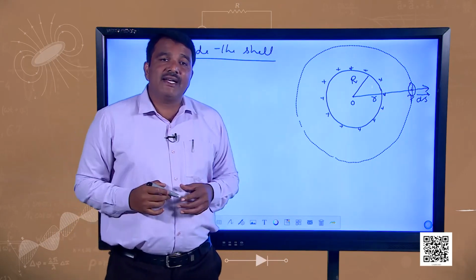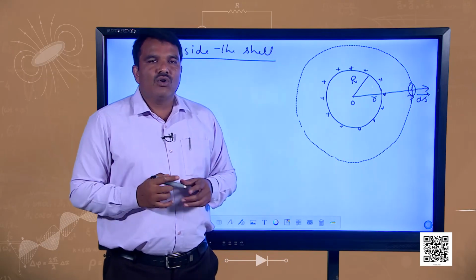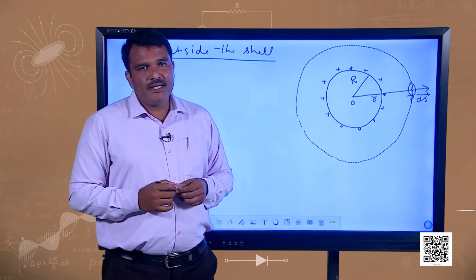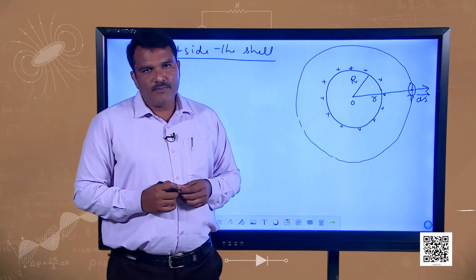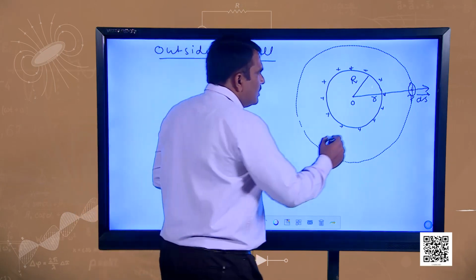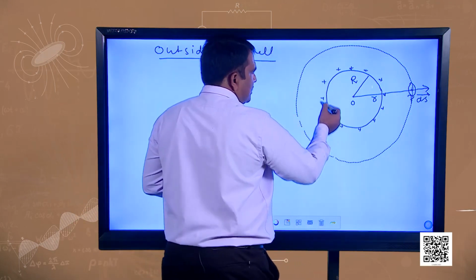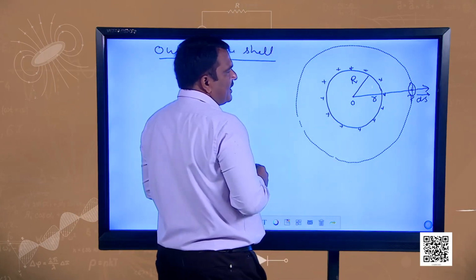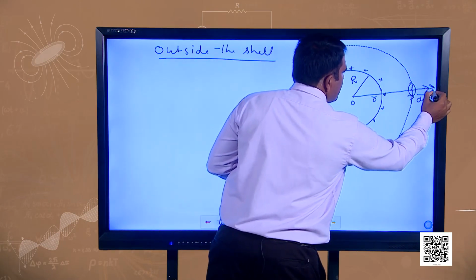By spherical symmetry, we can easily observe that for all points on the Gaussian surface, the angle between electric field and normal is always 0. If we look at electric field at this point, due to this charged spherical shell, it should also be radially outward.